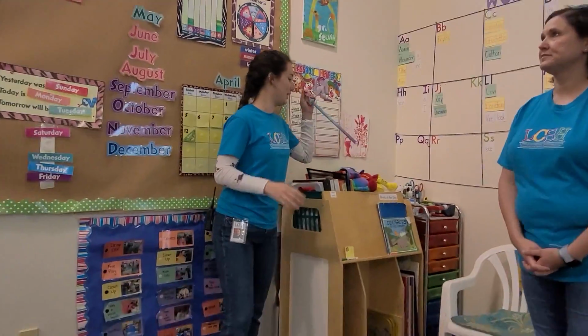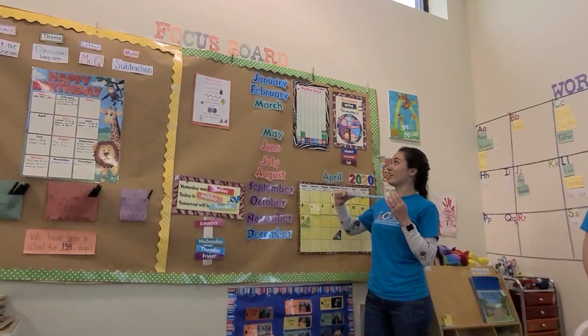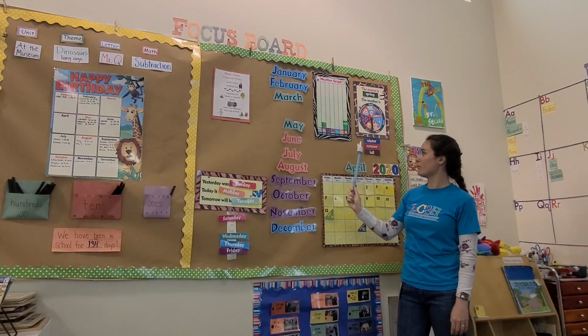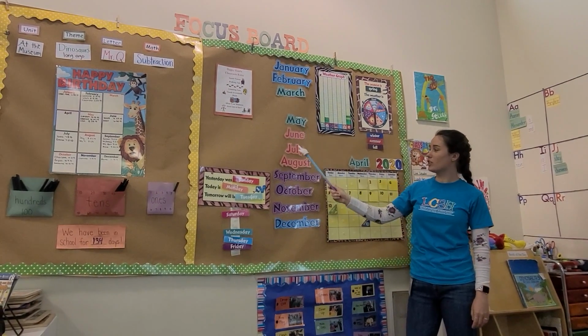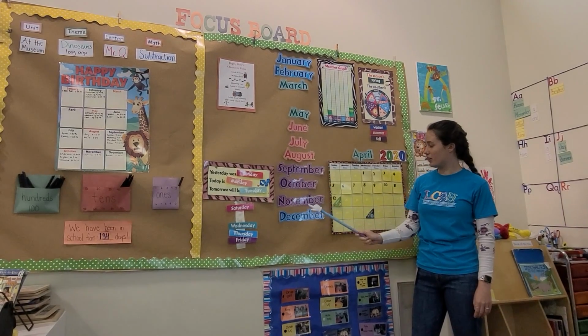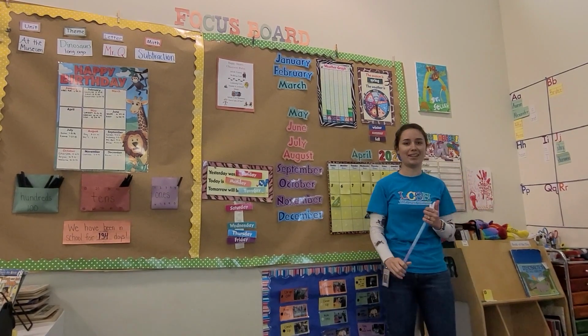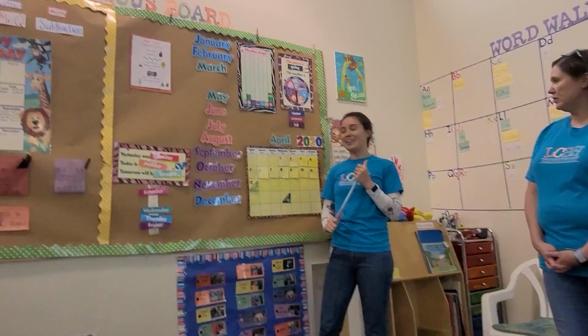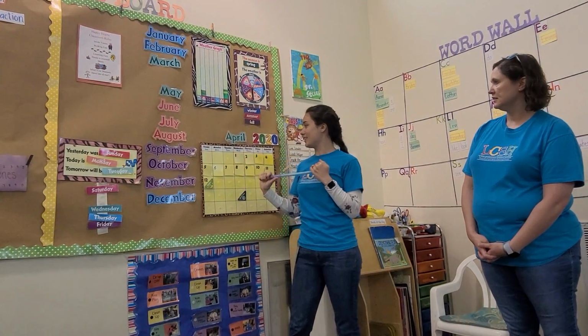Okay. We're going to start with the months of the year. There's January, February, March, and April, May, June, July, and August, September, October, November, December, 12 months in a year. Do you know what month it is, Miss April? It is April.